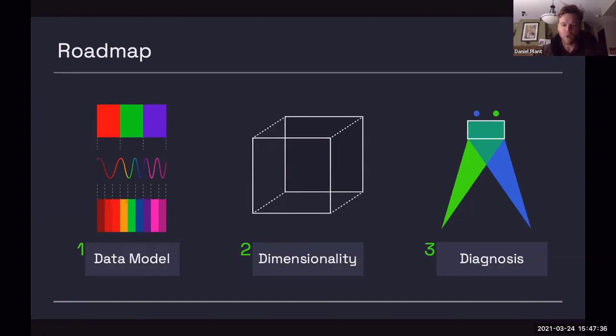And then I think once that commercial basis is set, there's scope to invest in the higher value diagnostic applications of hyperspectral imaging in medicine. But without that foundation, I think it's going to be hard for hyperspectral to realize its full potential as a diagnostic tool.